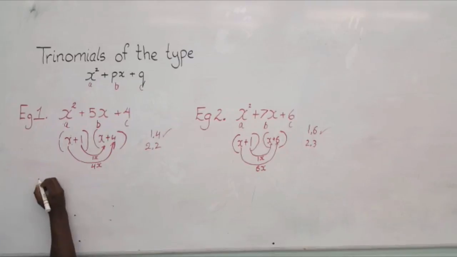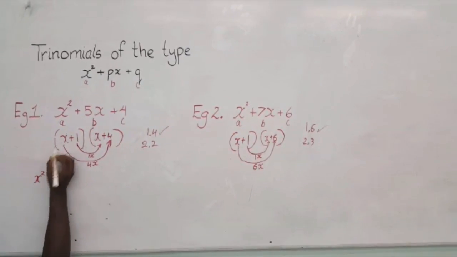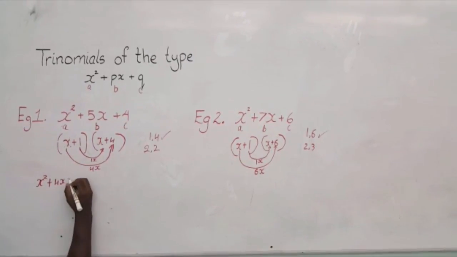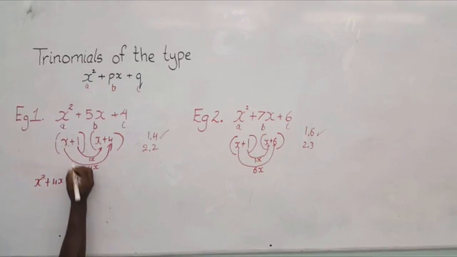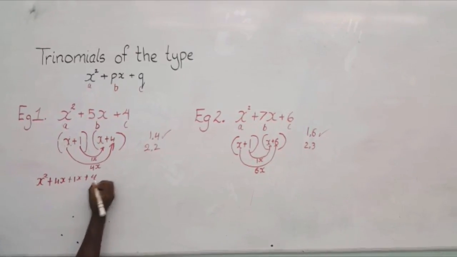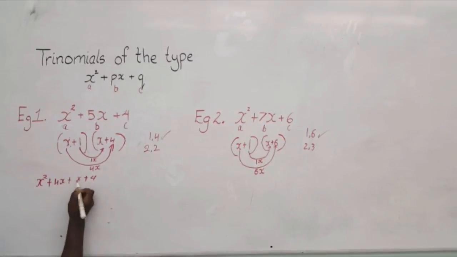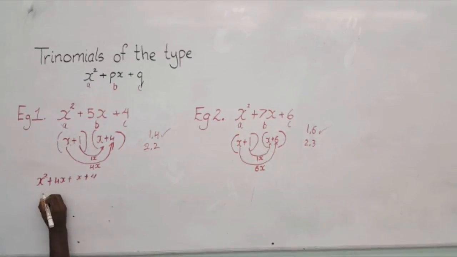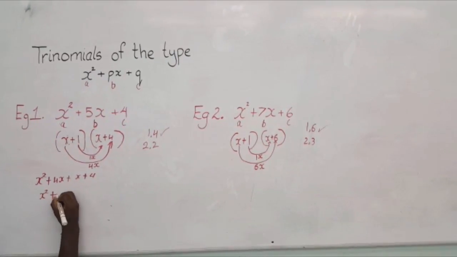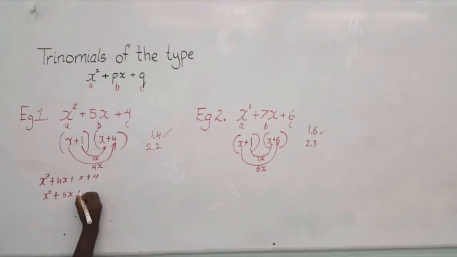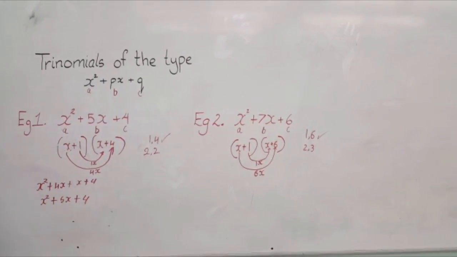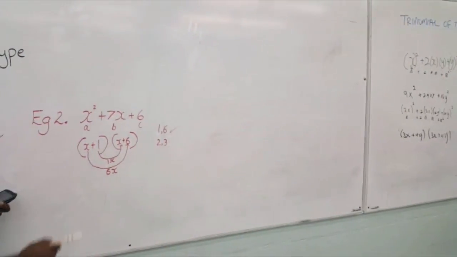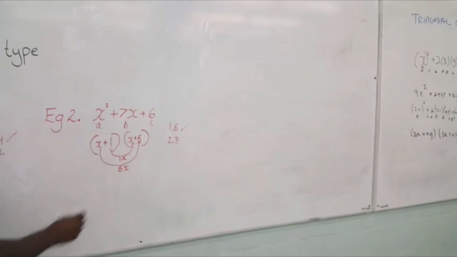To show that it matches the question, what I have to do is multiply: x times x, so we know x to the power 2, x times 4, so we know plus 4x, 1 times x, so we know plus 1x, 1 times 4 plus 4. Well, 1x is x, plus 4x plus x will give me back 5x, so the equation will go back to x to the power 2 plus 5x plus 4. That is example 1.